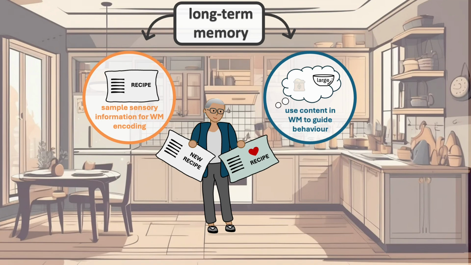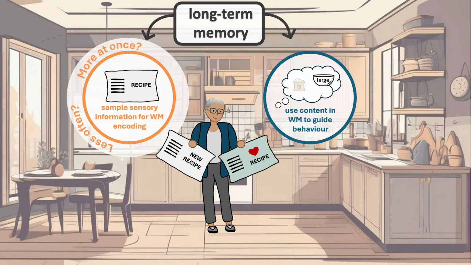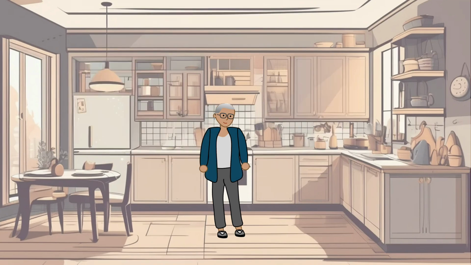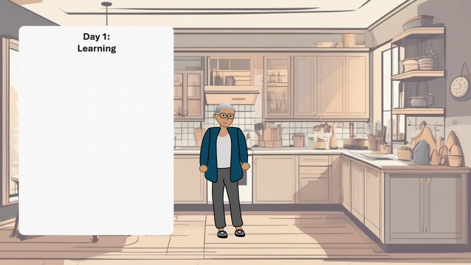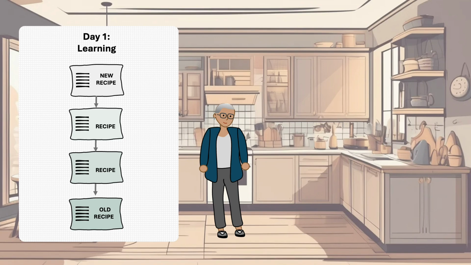For example, would you memorise more steps from the recipe at once if you've cooked it before? Do you look at the recipe less often? To investigate how long-term memory shapes this flexibility, participants learned a set of arrangements by practicing them multiple times, similar to cooking the same recipe repeatedly.